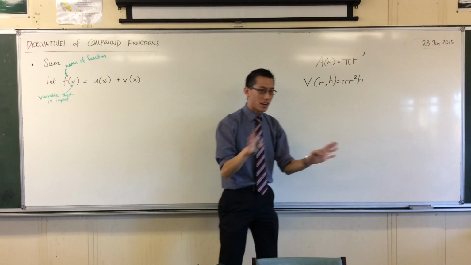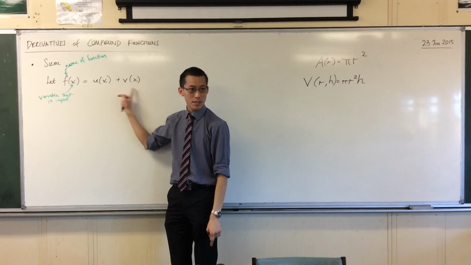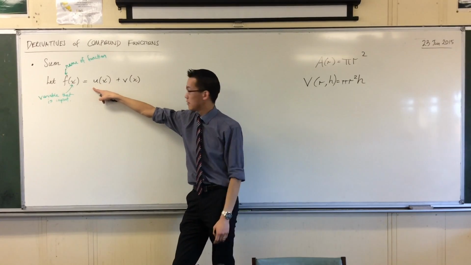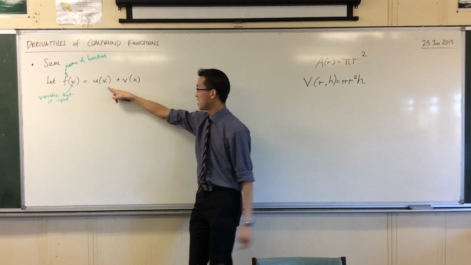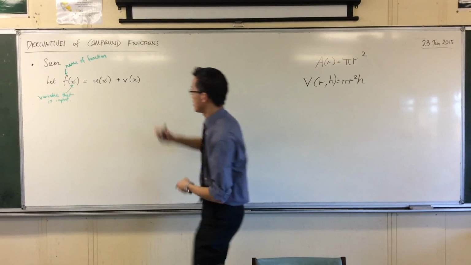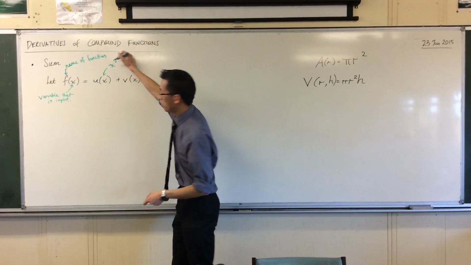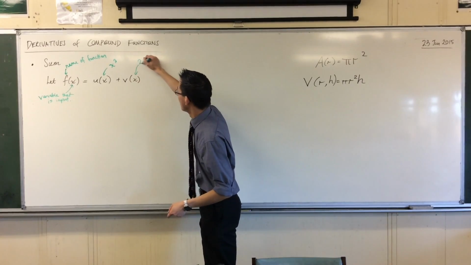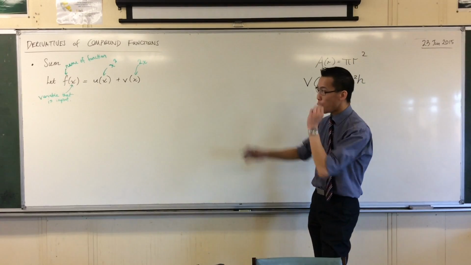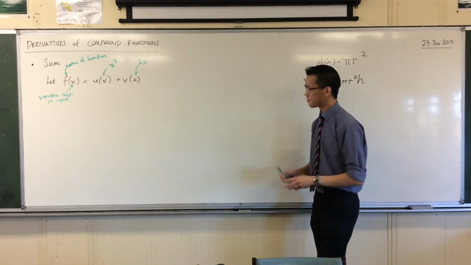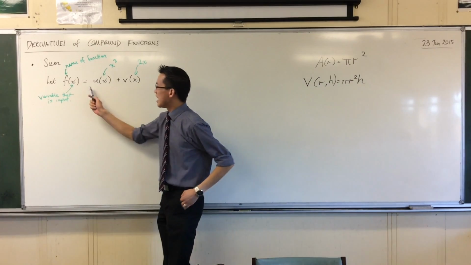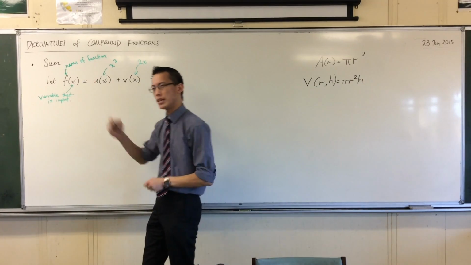All I want you to understand is, when you look at this, what does it mean? This means u is the name of the function, and it also gets x's put into it. And v is another function, and also gets x's put into it. These could be anything. For instance, this could be x cubed, and this could be 2x. Anything you like, any combination where all you're doing is adding them together.